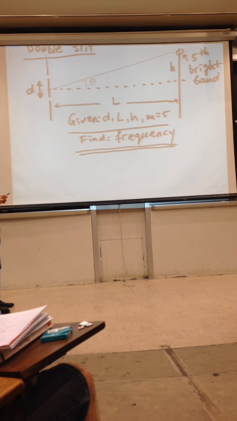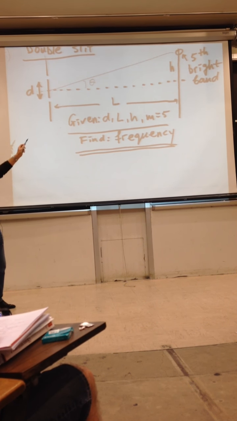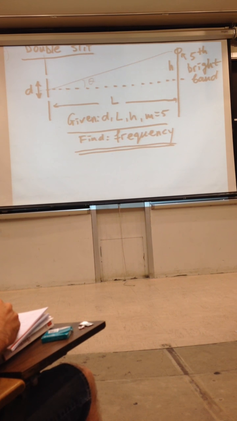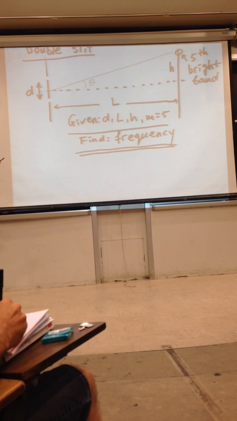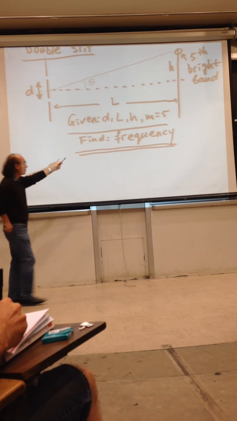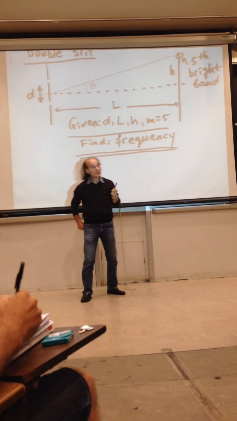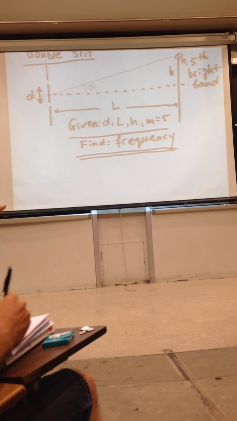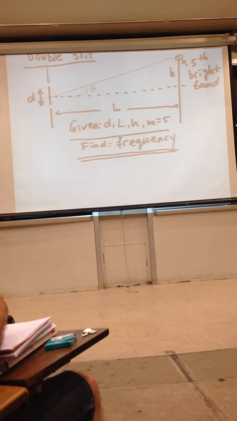Now you have the height, h. H is the vertical distance from the center where the fifth bright fringe is found. Okay, number 5, it tells you n equals 5. The fifth bright fringe occurs at a certain distance which is given. You should find the frequency.